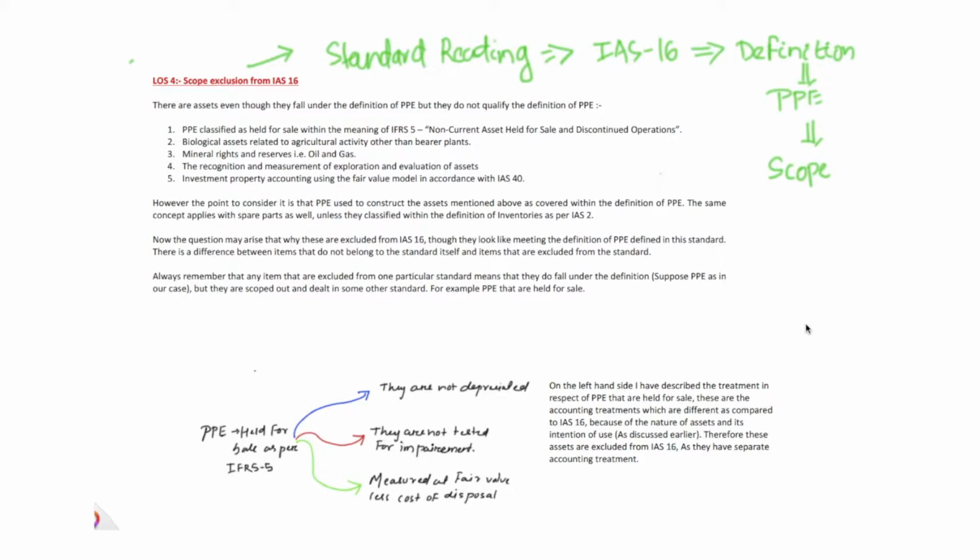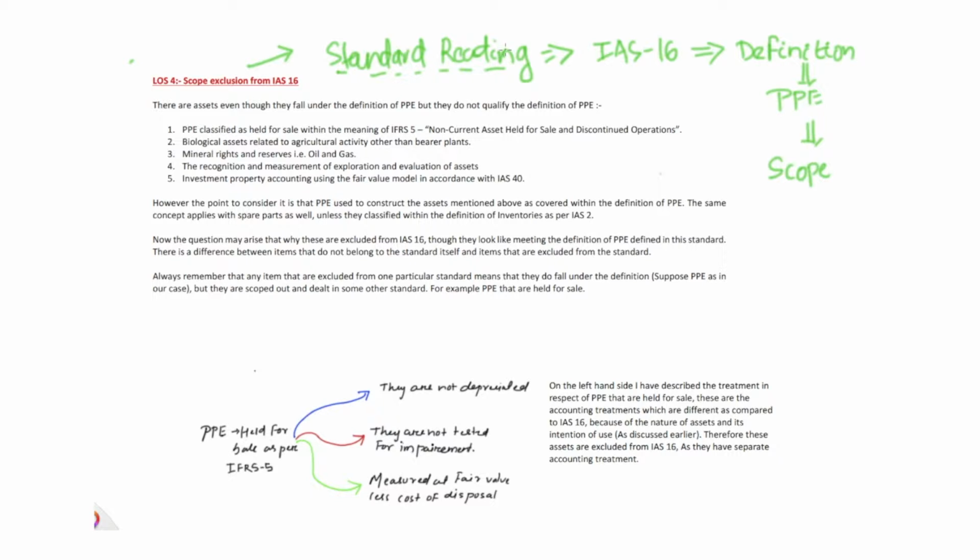Now let's discuss the scope exclusions from IAS 16. Before going towards our discussion, I want you to understand a concept on standards reading. Whenever you read any standard, you need to read the scope of the standard. Why is it important? When you read the scope of the standard, you will understand the ambit within which a particular standard operates. Let's take the example of IAS 16 itself.